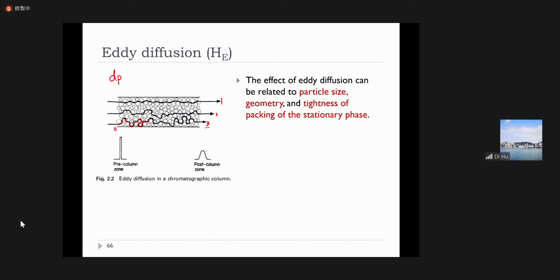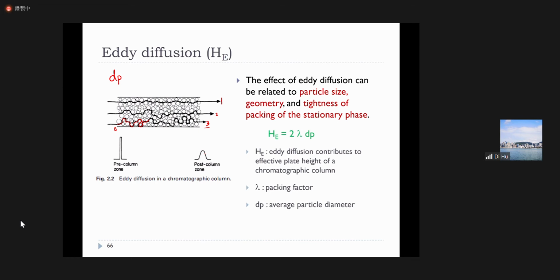So therefore we can see that the effect of this eddy diffusion can be related to what? It can be related to particle size, geometry, okay? So the tightness of the packing of the stationary phase. We can use a mathematical equation to describe it, so it is equal to 2 lambda dp. Okay, so here we see a key parameter, dp. What does it mean? dp is the particle diameter.